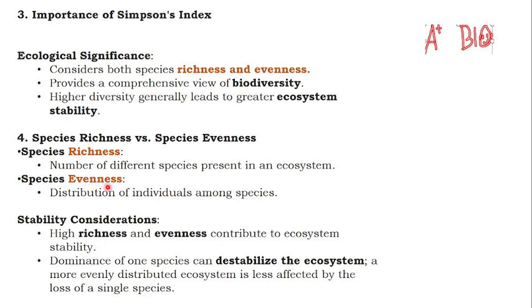Even means just inside your species, how many organisms are there? Species evenness is the distribution of organisms among the species. In the species called the pig, how many pigs do you have in your park or in your ecosystem? Species richness is how many species you have in your ecosystem. Now species evenness, how many organisms you have in your species. Like in Homo sapiens, how many Homo sapiens do you have?